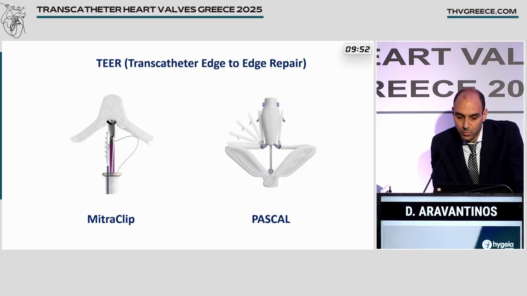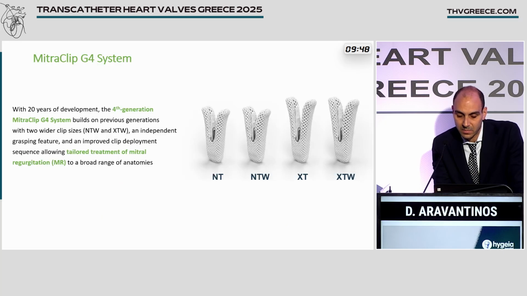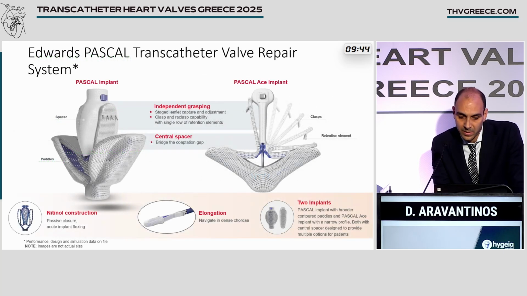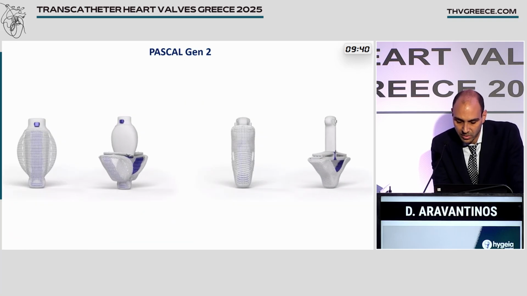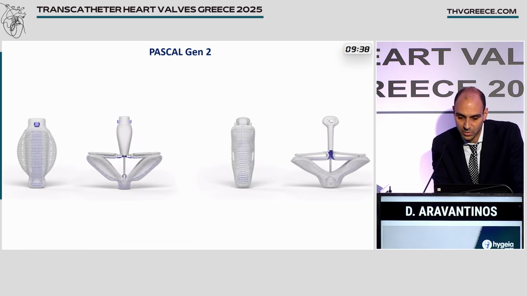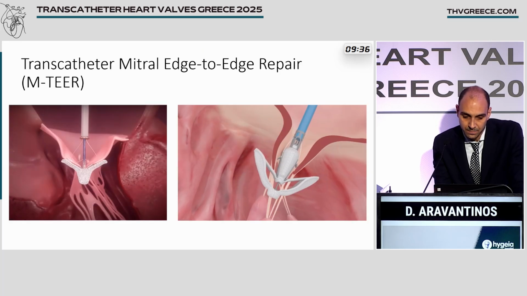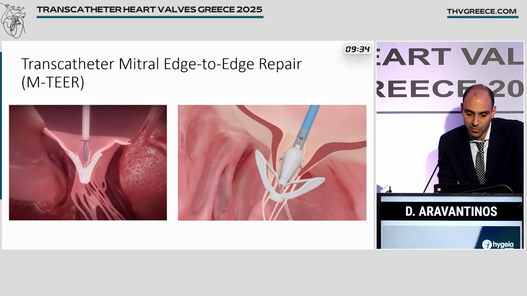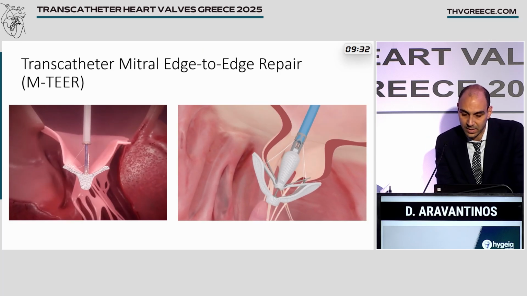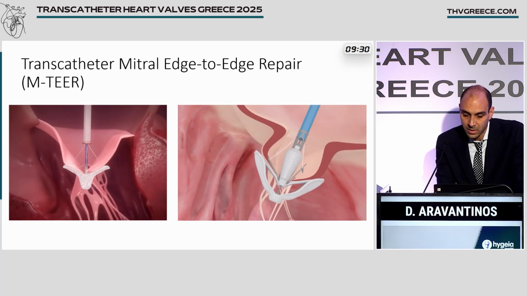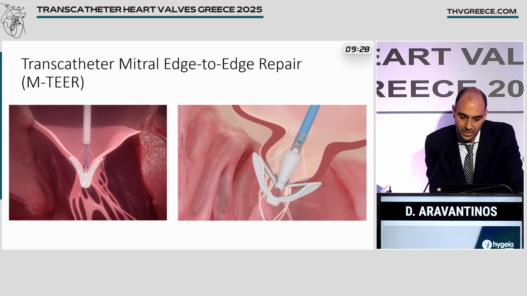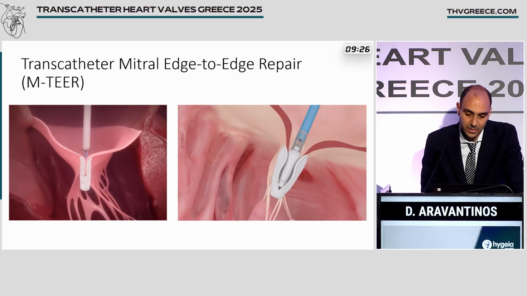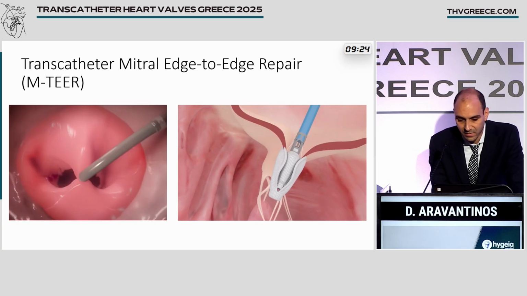We have today two options for transcatheter edge-to-edge repair. We have MitraClip devices and PASCAL devices, four devices with the MitraClip, and the PASCAL ACE and PASCAL P10 device with PASCAL, and we're also waiting for PASCAL generation 2 devices. Here's a way of how the two devices treat the mitral regurgitation. At the right image, the MitraClip, and at the left, the PASCAL device.